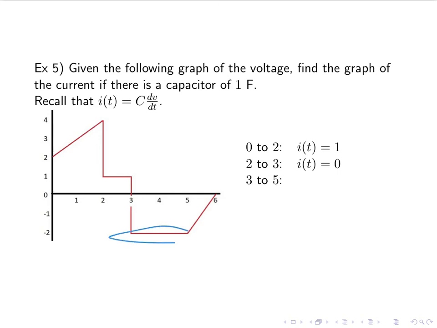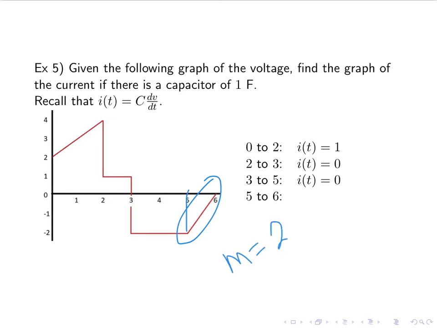From 3 to 5, we have a different horizontal line, but it's still a horizontal line. So the slope, or the derivative, is still 0. And then the last section, 5 to 6, again, it's a straight line, so the derivative is just the slope. And it has a rise of 2, and it has a run of 1. So the slope, aka the derivative, is 2. So then we just have to graph it, and it's not too bad.